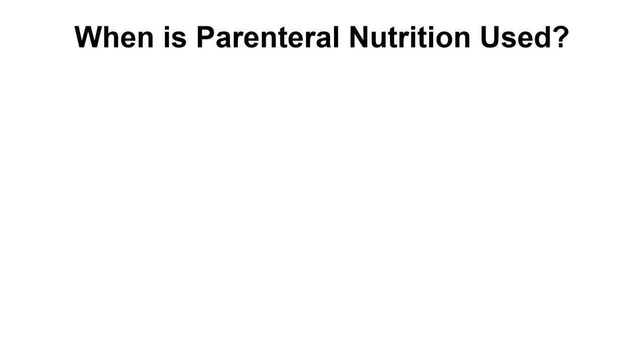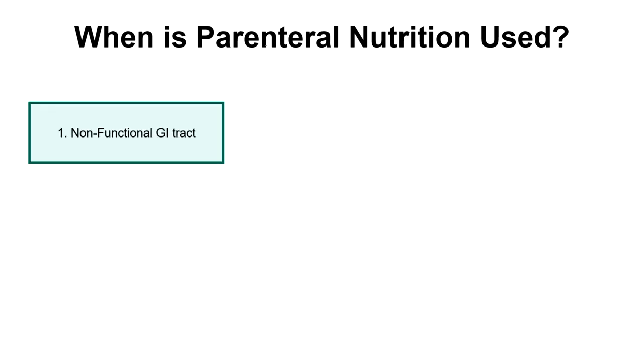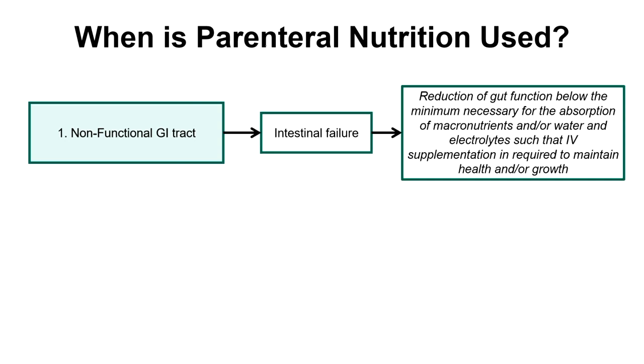In general, there are two broad categories for which a patient may require parenteral nutrition, which will also be discussed in further detail in the next video in this series. The first category relates to when an individual has a non-functional GI tract. This may occur in the setting of intestinal failure, which is defined as the reduction of gut function below the minimum necessary for the absorption of macronutrients and/or water and electrolytes, such that IV supplementation is required to maintain health and growth.